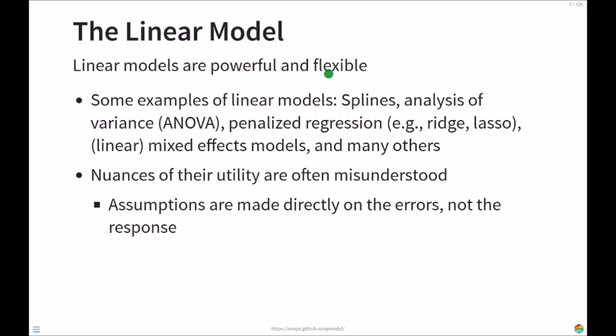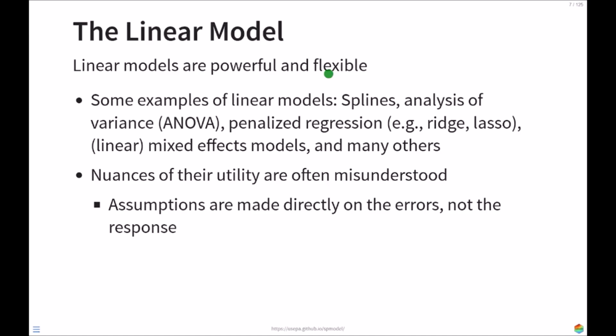Linear models are really powerful and flexible. There's lots of different applications of linear models that don't really seem like linear models at first, but under the hood, they actually are. So some examples of linear models: splines, analysis of variance, or ANOVA, penalized regression, things like ridge and lasso, linear mixed effects models, and many other complex techniques are really linear models under the hood.